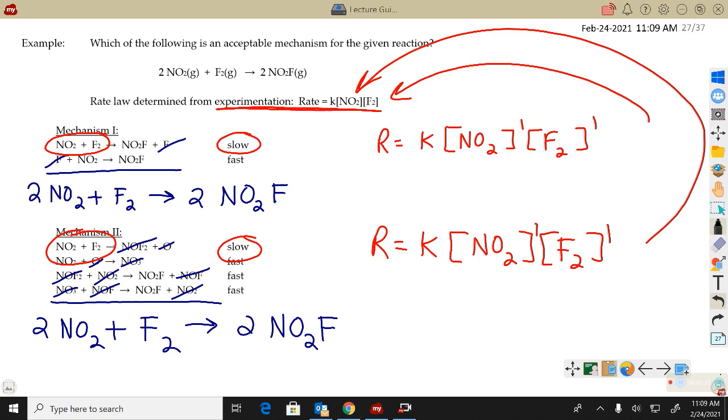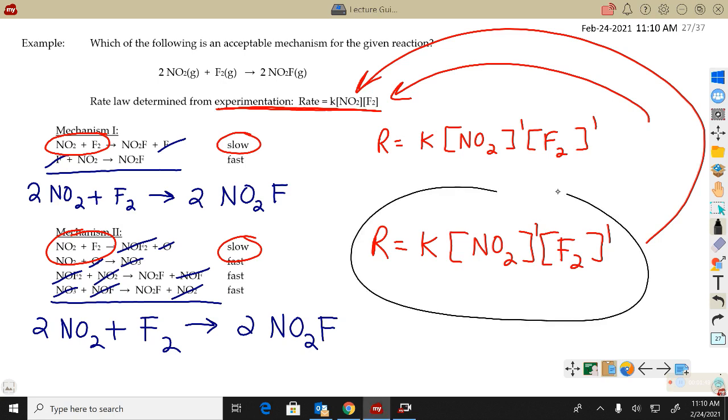Now, the other thing they could ask me is, let's say I'm given a mechanism, maybe it's mechanism 2, and maybe they don't give me the experimental rate law. Well, then they could say, okay, if mechanism 2 is an acceptable mechanism for this particular reaction, what would be the expected experimental rate law? If I were to run this in the lab, what would be the expected experimental rate law? And then we would say, oh, well, if this is an acceptable mechanism, then if I write a rate law based on the molecularity of the slowest step, then this should be what I would experience in the lab.